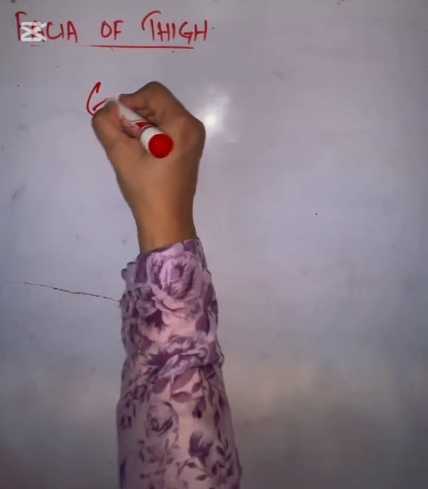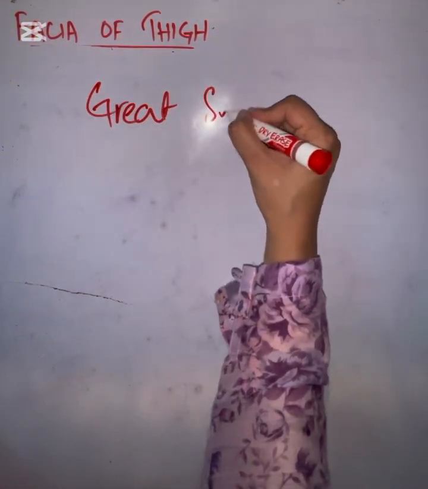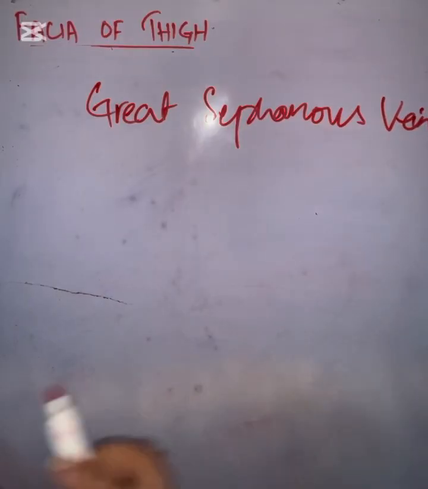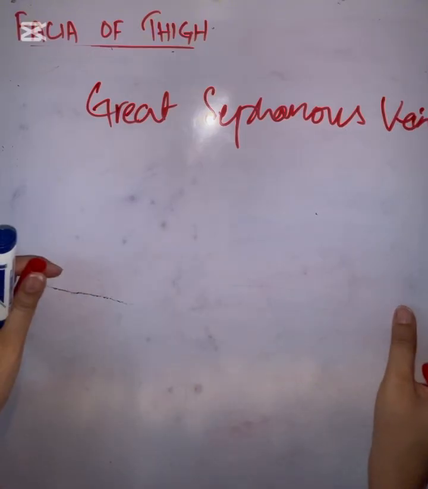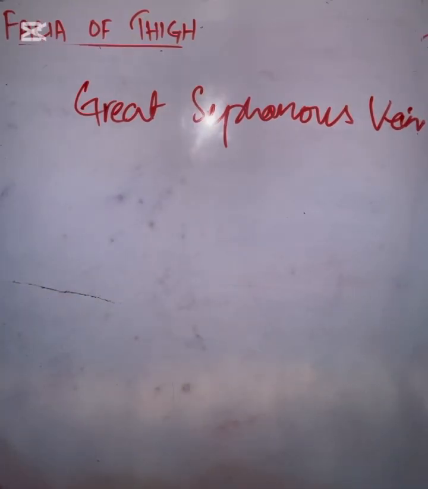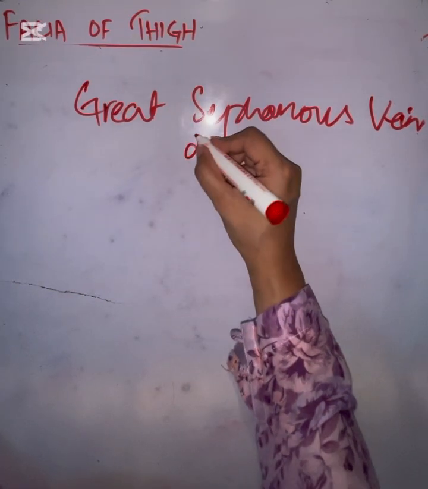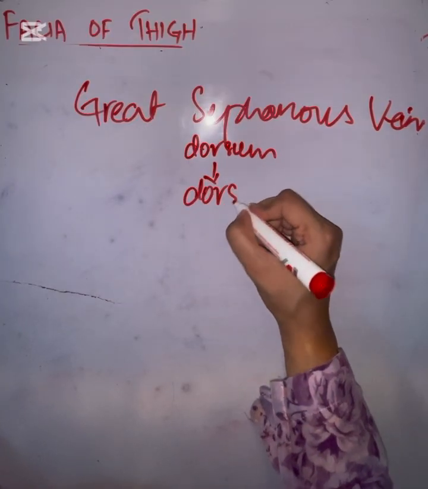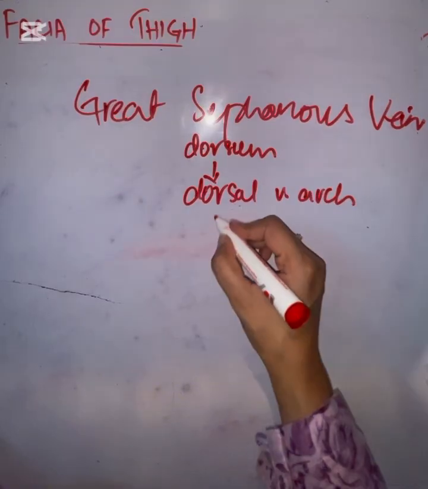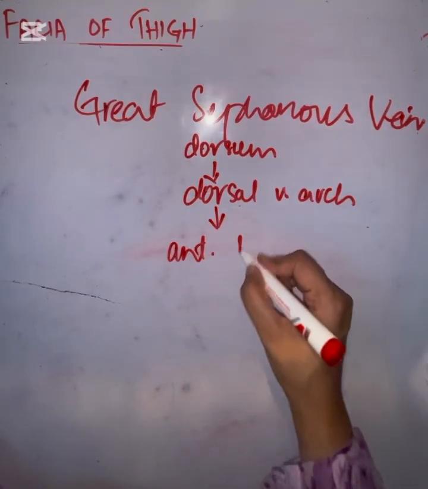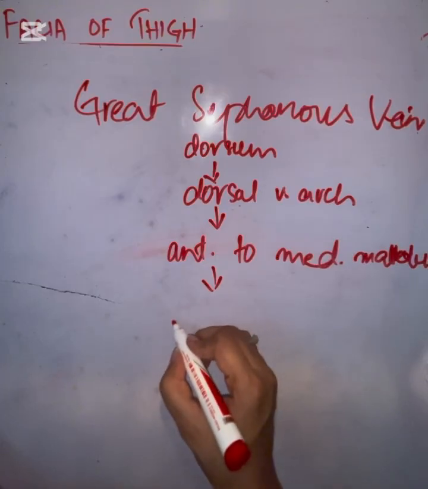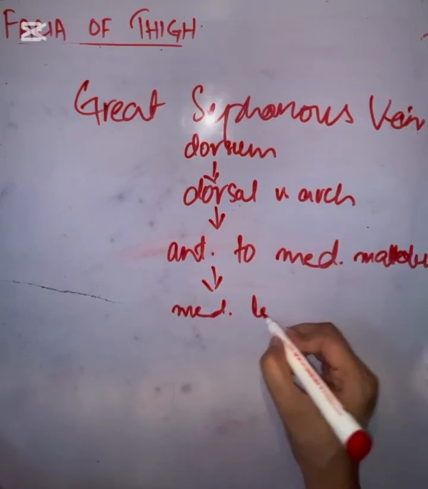Another thing that we have in the region of the superficial fascia is the great saphenous vein. This is the longest and the largest vein of the lower limb. The great saphenous vein starts on the dorsum of the foot from the dorsal venous arch. Then it passes anterior to the medial malleolus. Then it passes above on the medial side of the leg.